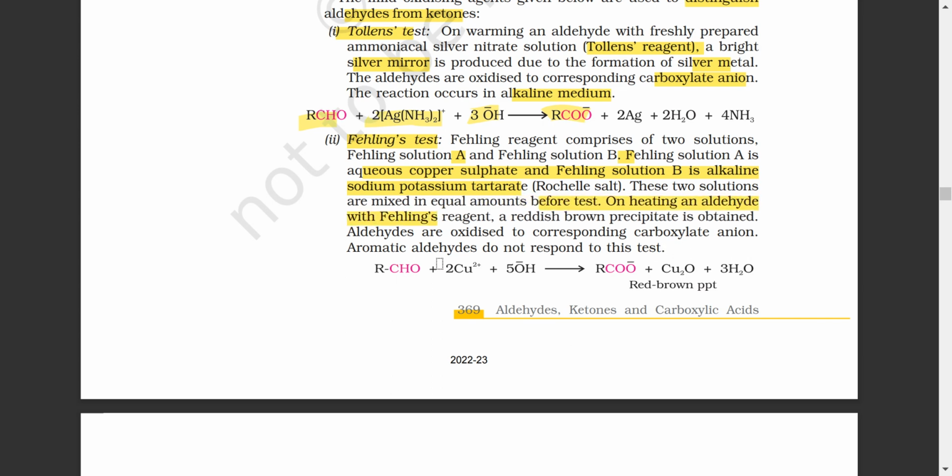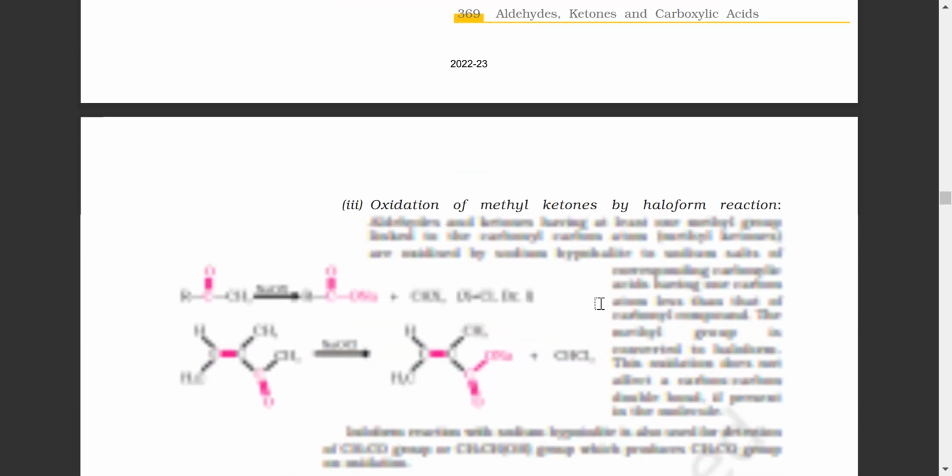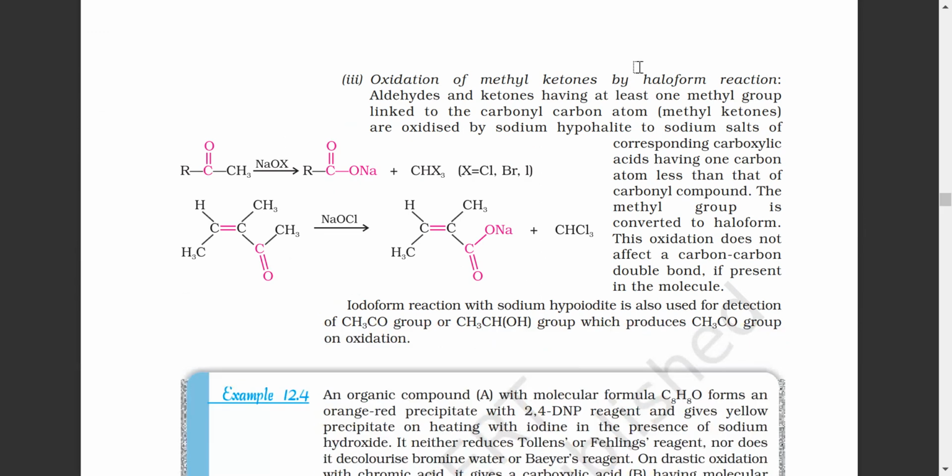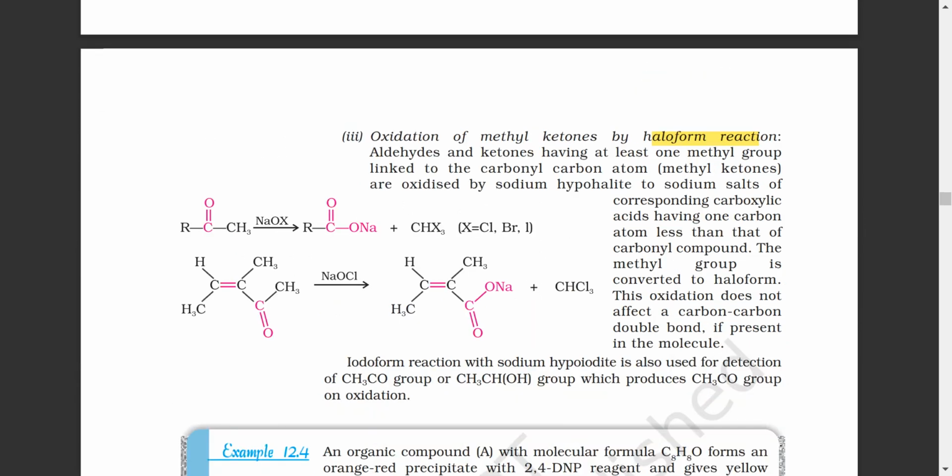On heating an aldehyde with Fehling's reagent, a reddish-brown precipitate is obtained. Aldehydes are oxidized to corresponding carboxylate anion. Aromatic aldehydes do not respond to this. The Fehling test does not stand for aromatic aldehydes. Fine. Moving on, we have oxidation of methyl ketones by haloform reaction.